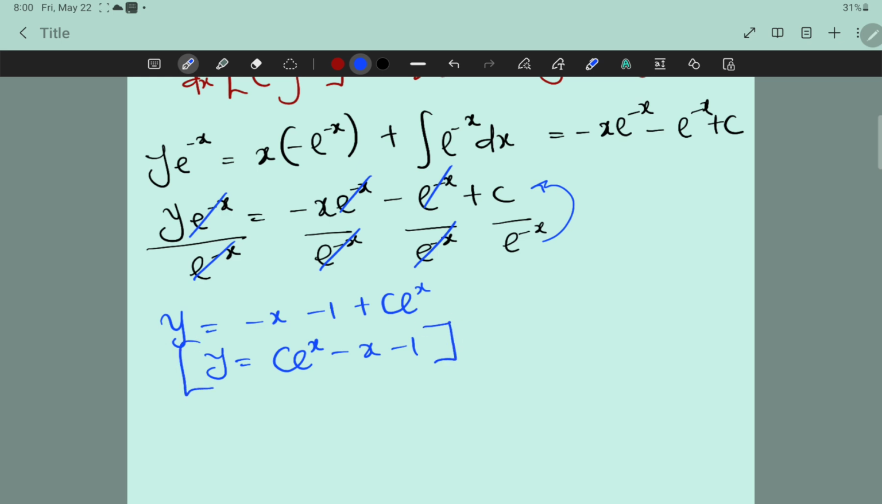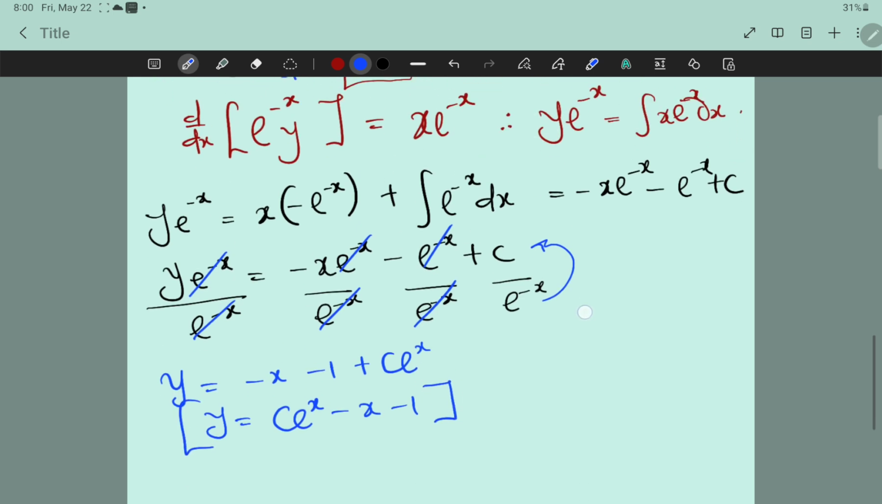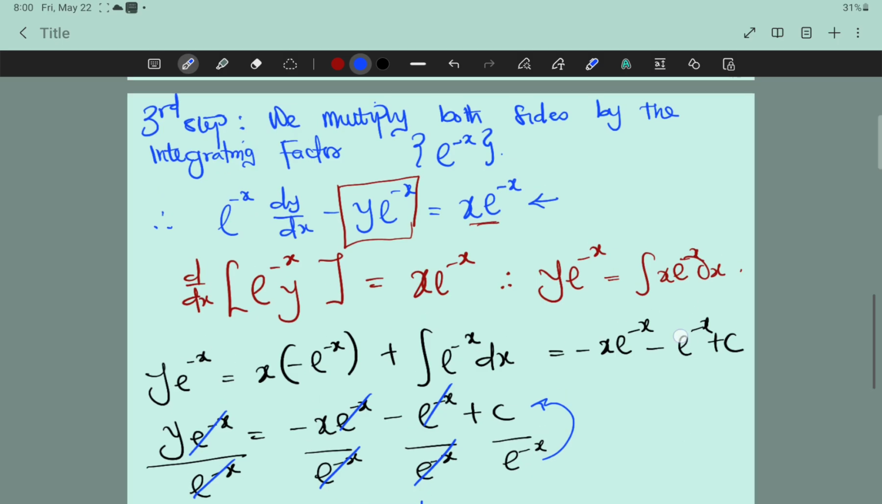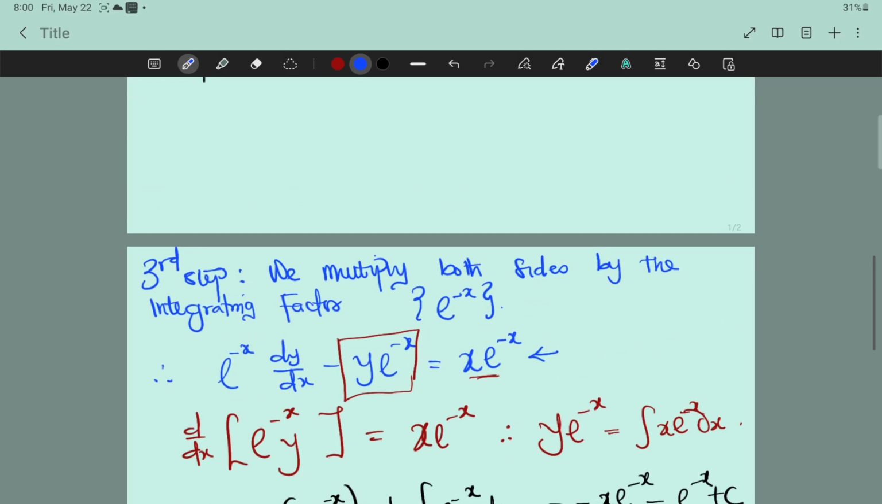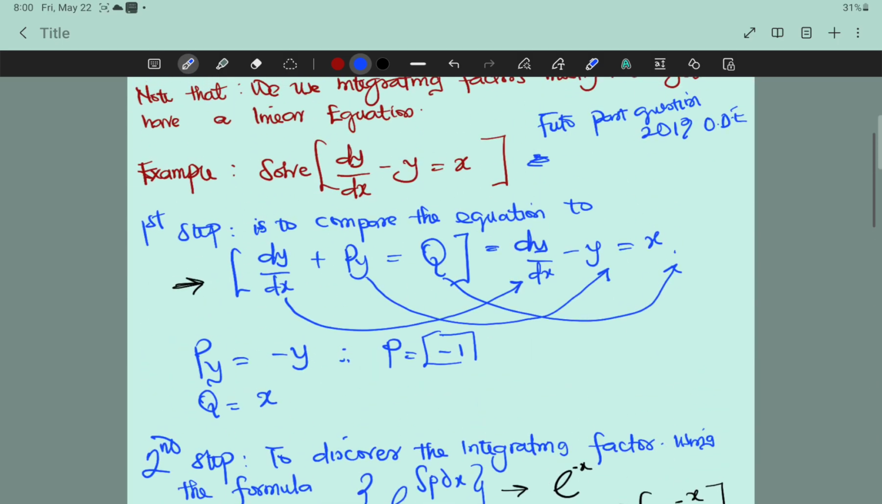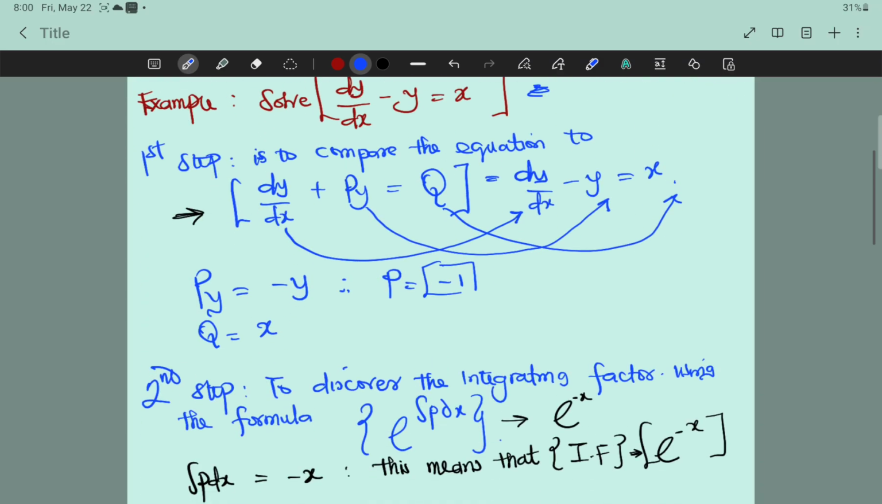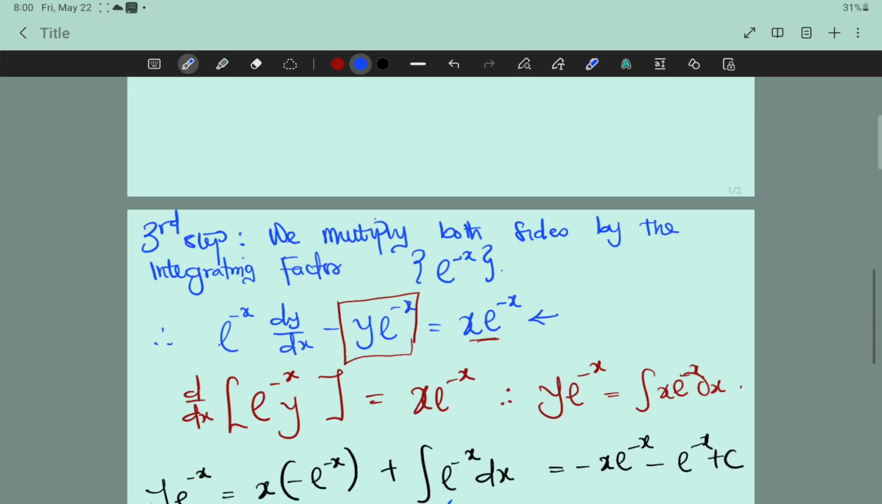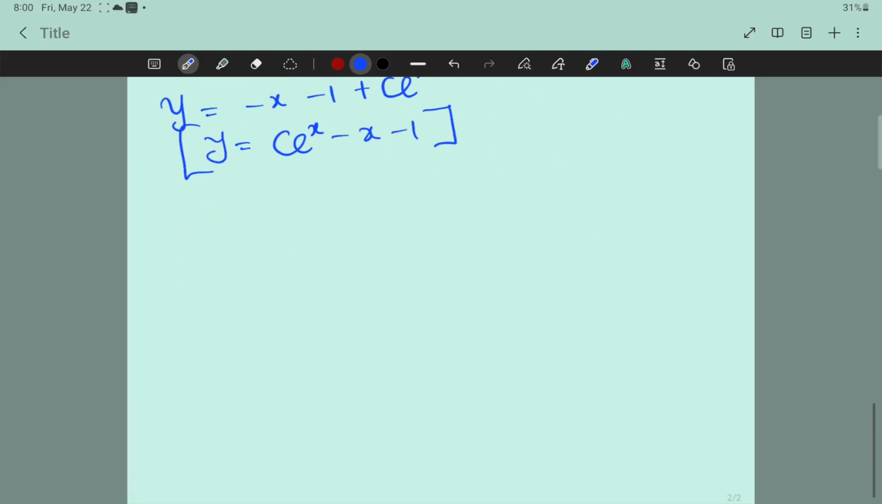Did you see that? So this is a method that we use when you discover that your question is in a linear equation form. All right, let's take another example for clarity. Is that okay? Let's take another example for clarity. But before that, let's do something interesting.